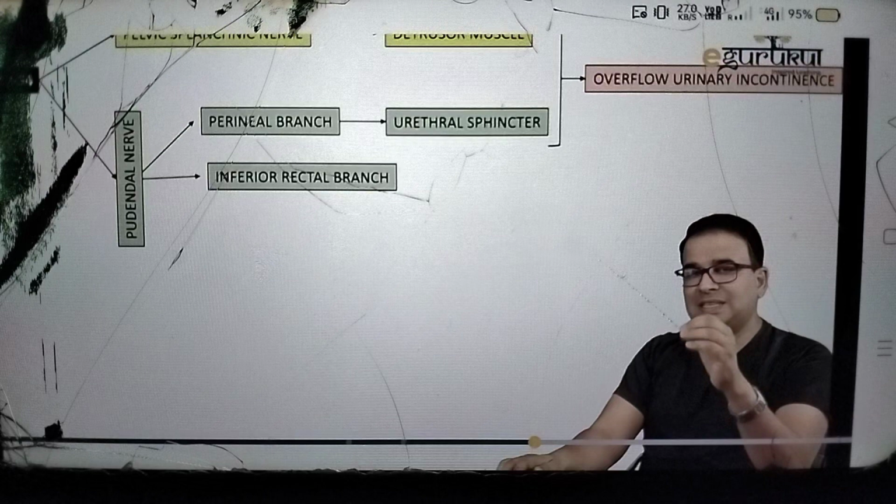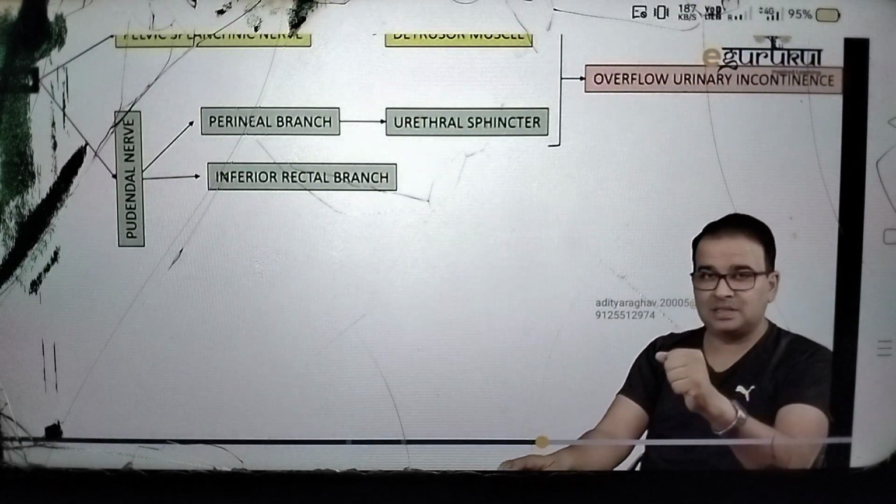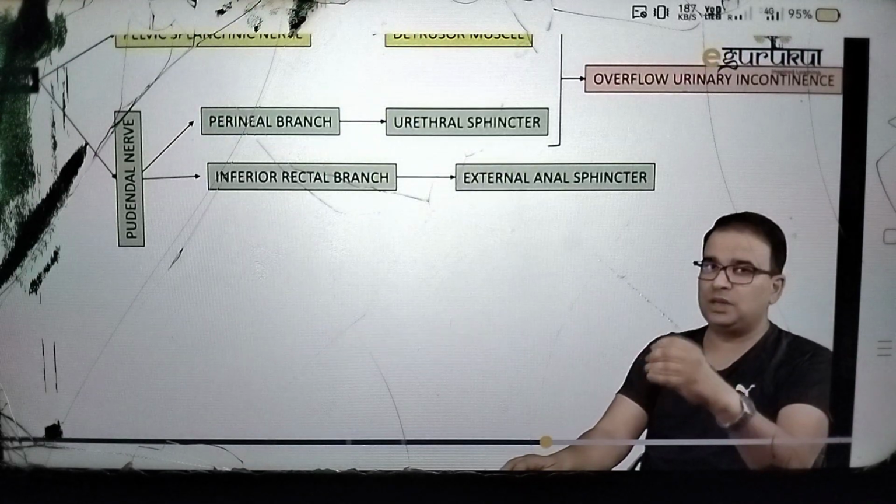Next, the pudendal nerve through its inferior rectal branch. There's a branch of the pudendal nerve which goes through the ischiorectal fossa, called the inferior rectal nerve, and that supplies the external anal sphincter. So the atonicity of the external anal sphincter will lead to fecal incontinence.